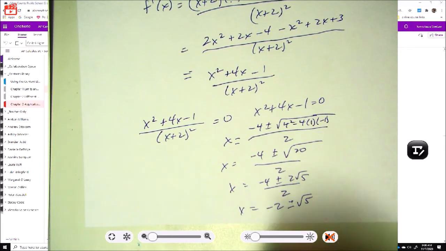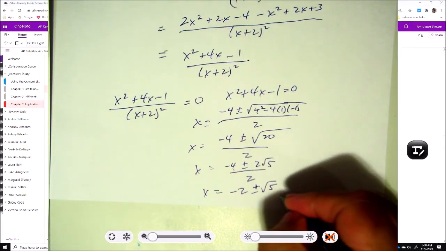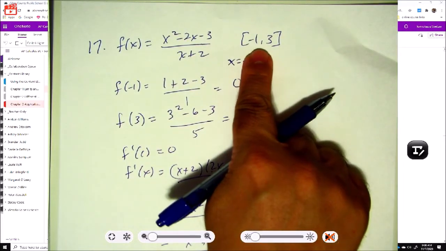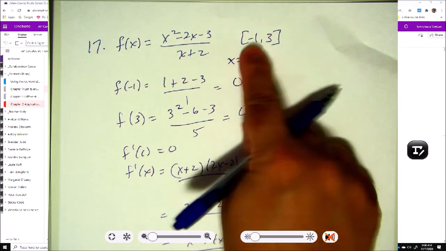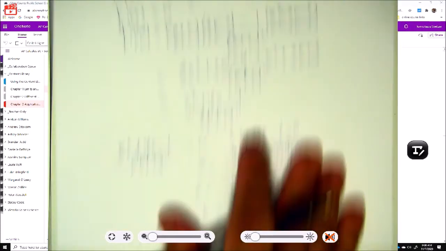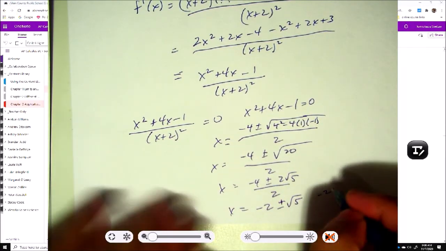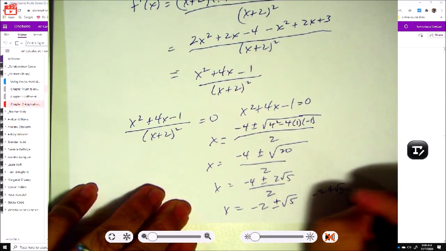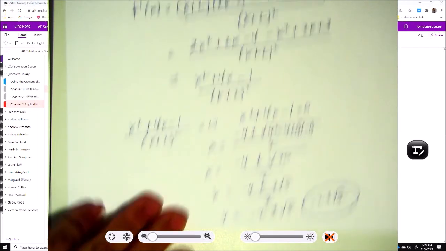Alright, so how do you choose between plus or minus? Well, -2 minus square root of 5 is definitely outside of this interval. If you subtract square root of 5, or subtract anything from -2, it's even further left. So that must mean -2 plus the square root of 5 is actually in that interval. Alright, that's it. That's number 17.